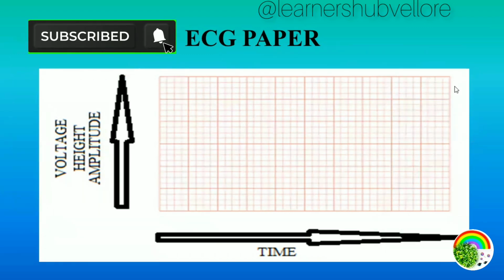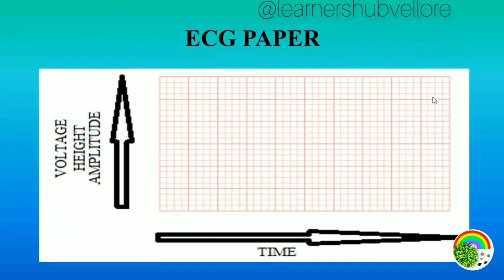ECG paper shows small squares and large squares. We all know this very well. In each small square, thin horizontal and vertical lines will be present. These are the horizontal lines and these are the vertical lines. A heavier thick line is present in every 5 millimeters. You can see a heavier thick line is present.